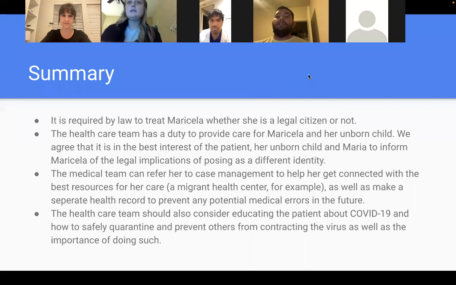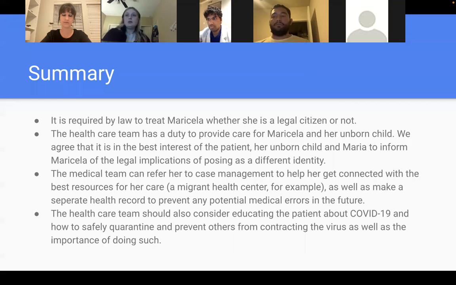To summarize some of the points made today, it is required by law to treat Maricela whether she is a legal citizen or not. The healthcare team has a duty to provide care for Maricela and her unborn child. We agree that it is in the best interest of the patient, her unborn child, and Maria to inform Maricela of the legal implications of posing as a different identity. The medical team can refer her to case management to help her get connected with the best resources for her care, as well as make a separate health record to prevent any potential medical errors in the future.